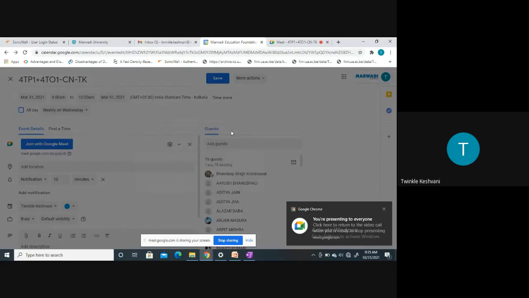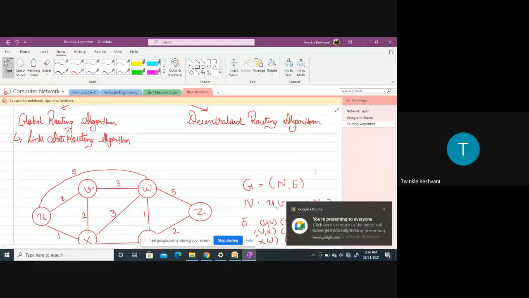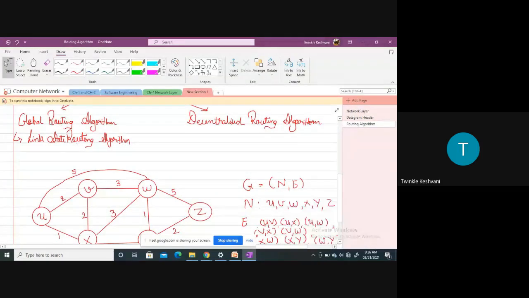Okay, added Nikita. So this is all about the global routing algorithm and the decentralized routing algorithm. I hope you are clear with these two concepts. In the global routing algorithm, the name of the algorithm is link state, and in the decentralized, the algorithm that we are going to study is the distance vector routing algorithm.